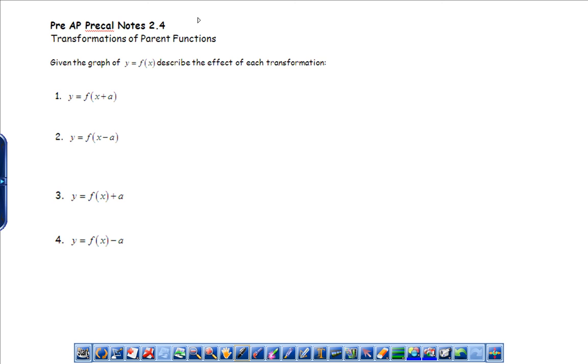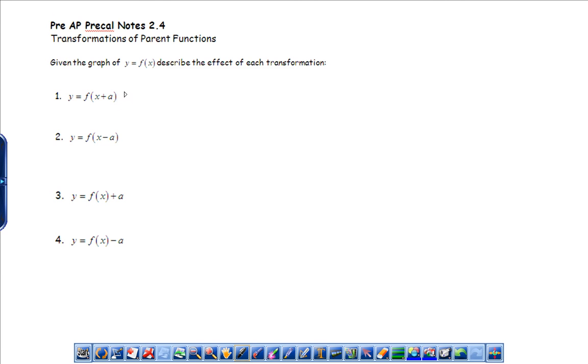Okay, this is 2.4, transformations of parent functions. And hopefully most of this will look familiar to you, and if it doesn't, then this will be a good review for you. So it says, given the graph of y equals f of x, describe the effects of each transformation. So when it is inside the parentheses, remember it's always opposite of what you think it's going to be.